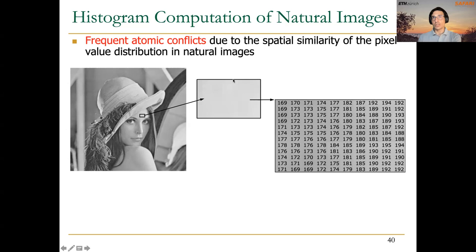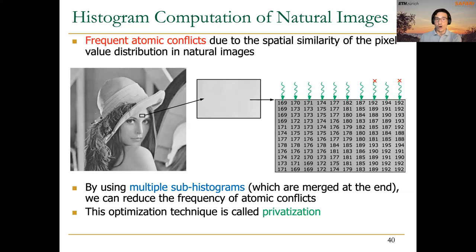If we go directly to the exact values that we have in the pixels, we see that in some cases nearby pixels have exactly the same value. So what that means is that there's going to be an atomic conflict for sure, because probably we will assign threads of the same warp to read these pixels and to update the corresponding histogram bins. So there will be an atomic conflict and there will be serialization.